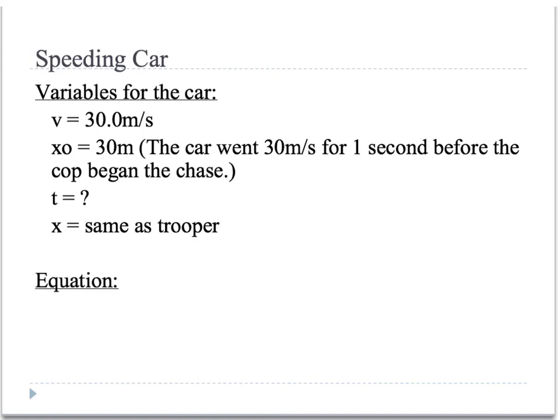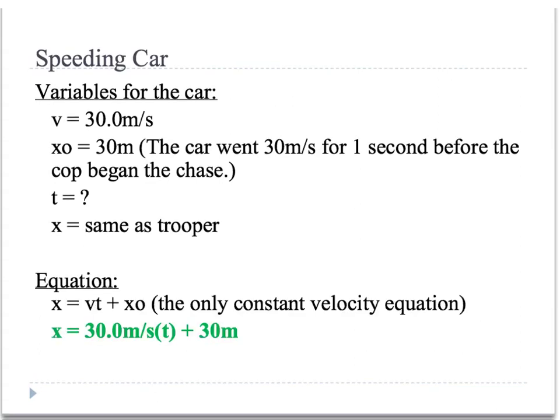So our other variables, we've got v, xo, t, and then x. x here, we don't know what it is, but that's what we're going to set equal. So we're going to have an equation that's x equals vt plus xo, and I put the numbers in it here. So now we have an x equals equation for the speeding car. We just need to find one for the trooper, and then we can set them equal and solve.